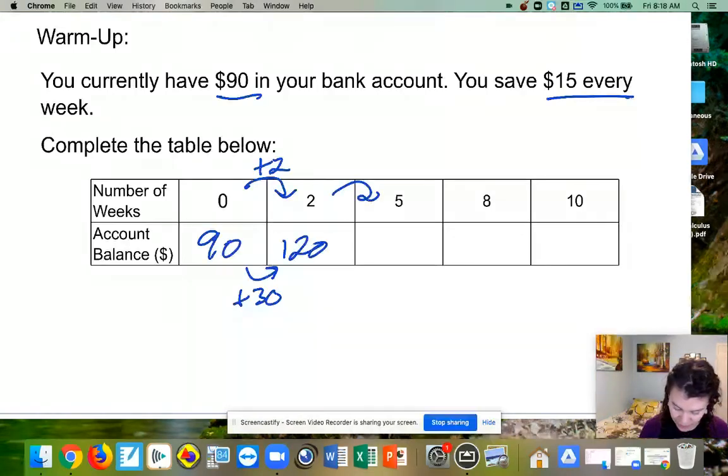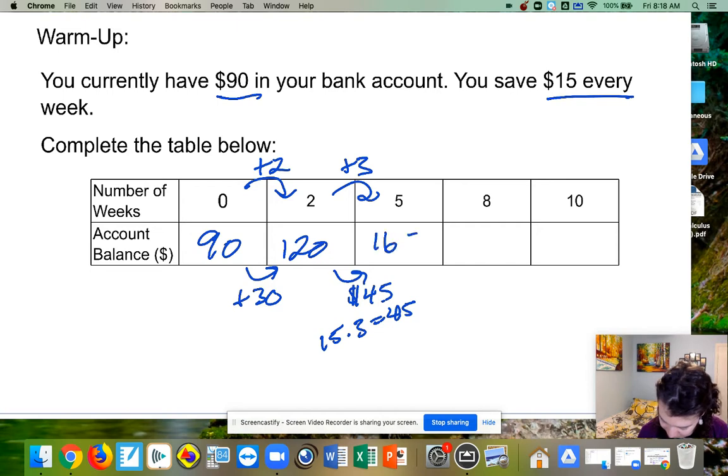Check here how much we went up by. We went up by 3 weeks. So 15 times 3 would give you 45. So you went up $45 to get 165. And then you can keep doing this process. We'll get 210 here and 240 here.